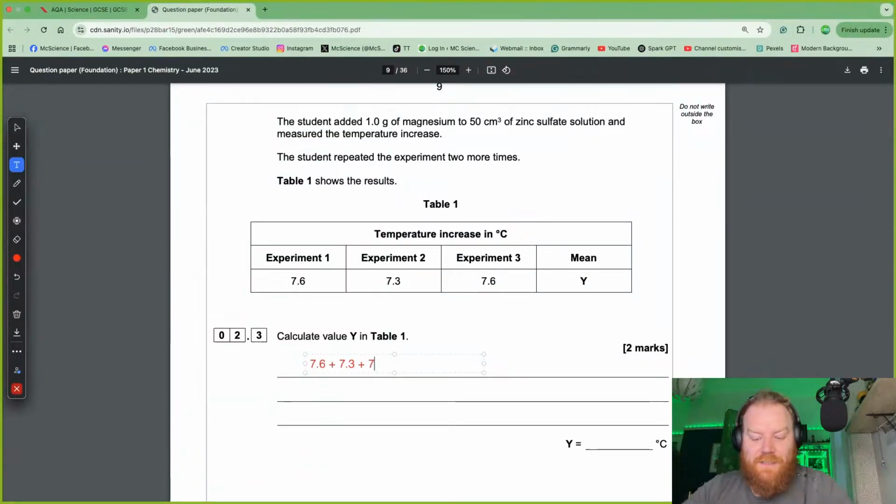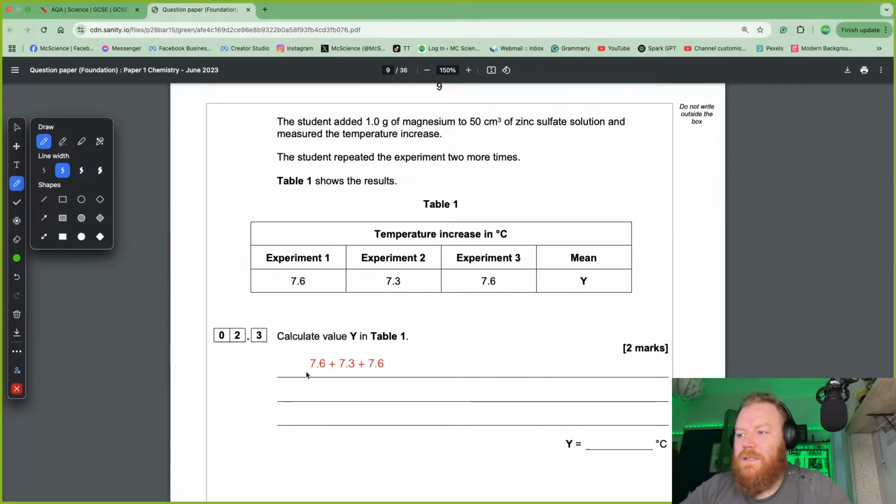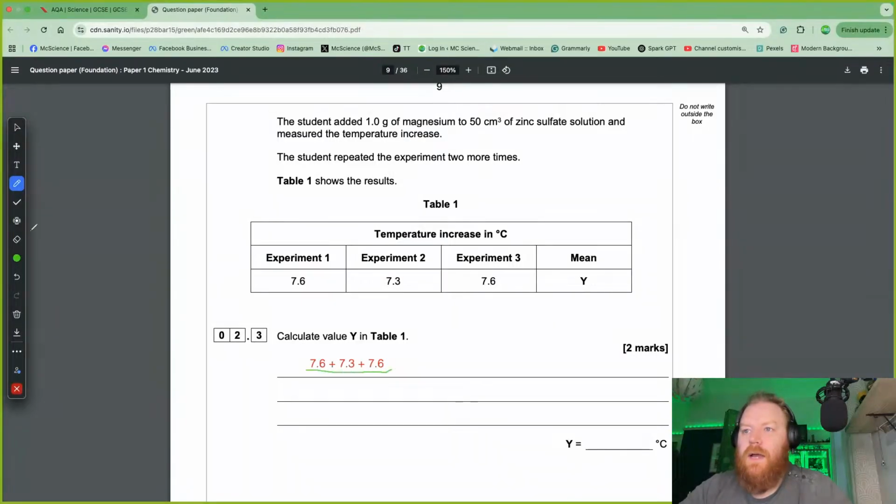Plus another 7.6. And we would then be looking at dividing that entire answer by 3 because we've got 3 repeats. Now, when we're looking at our repeats, it will vary from paper to paper. They might have 5 repeats, they might have 10 repeats. Generally, for GCSE, we only talk about the 3.